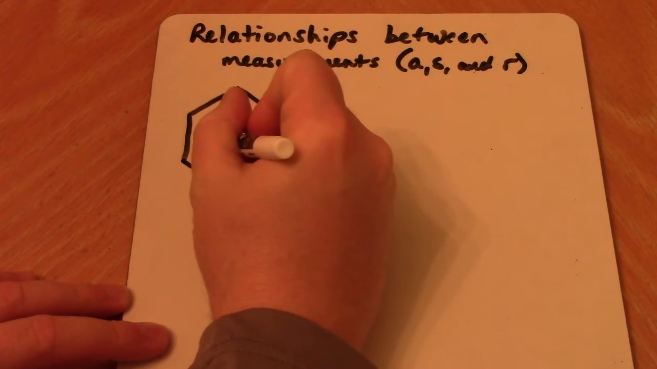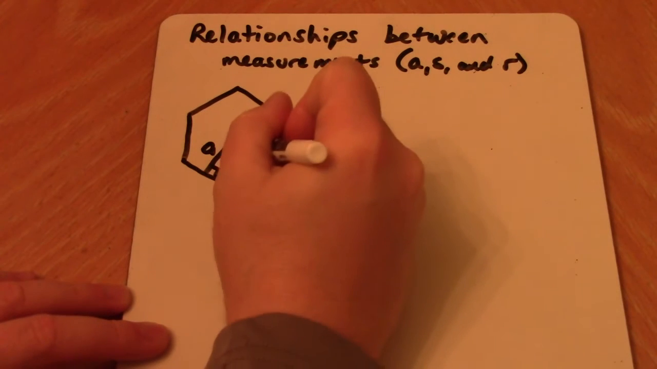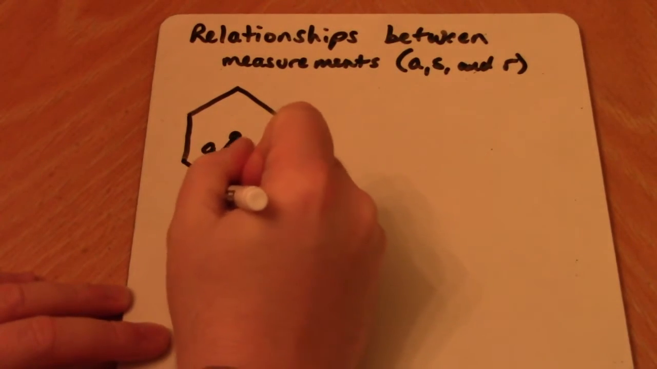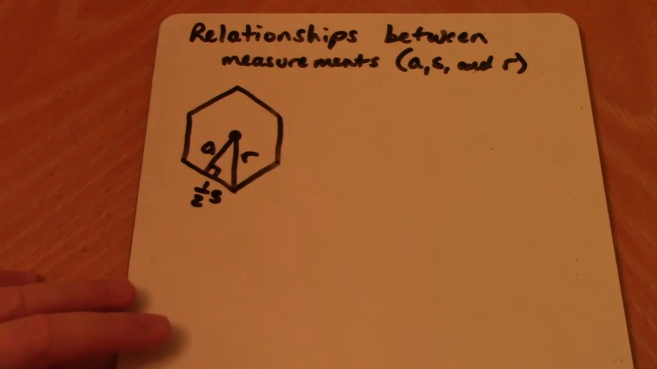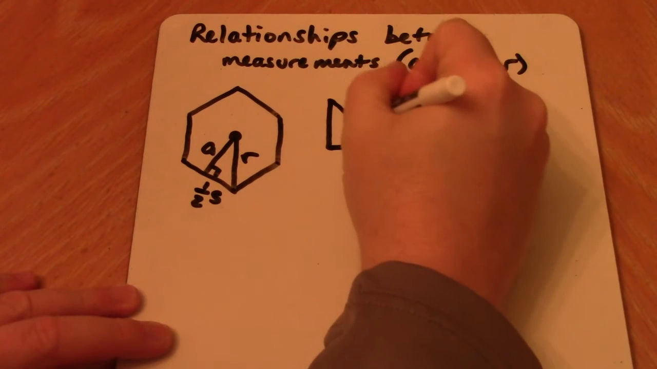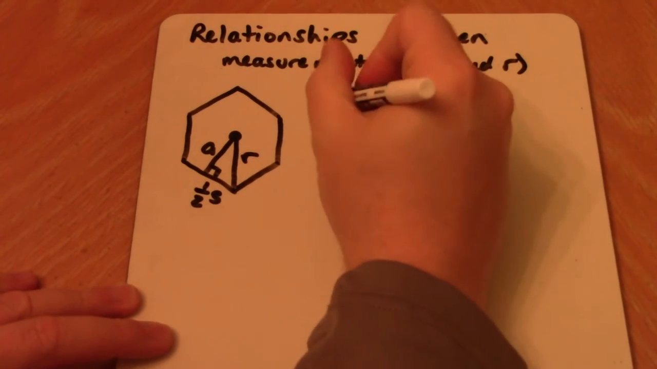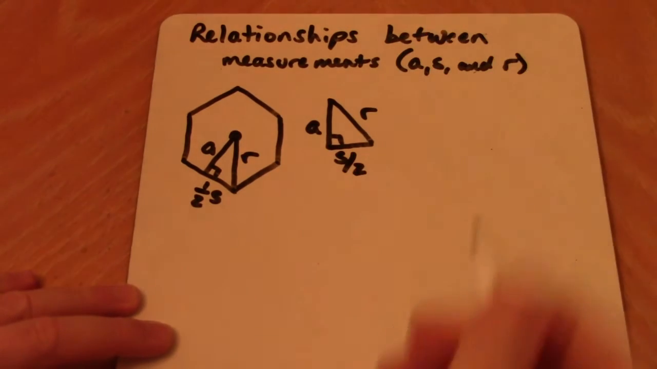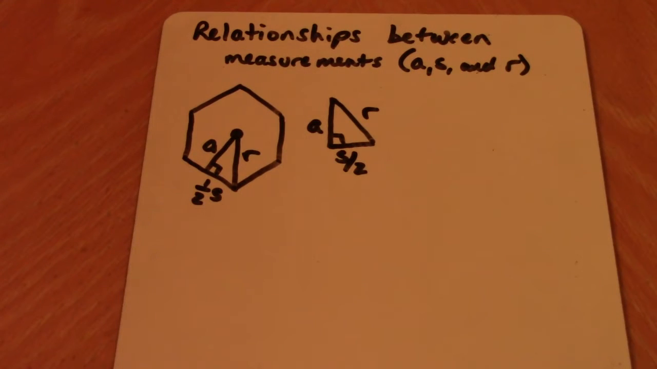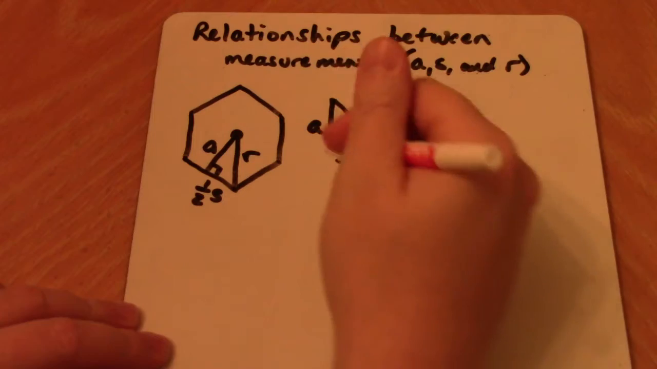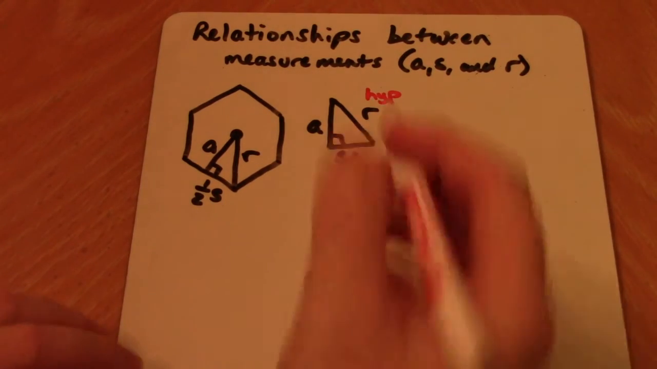This triangle consists of the apothem, the radius, and half of the side length, or the three sides of that triangle. So if we take that triangle and we draw it significantly larger over here so that we can look at it, we should notice that what we have there is a right triangle with a hypotenuse of R, and the legs are A and S over 2.